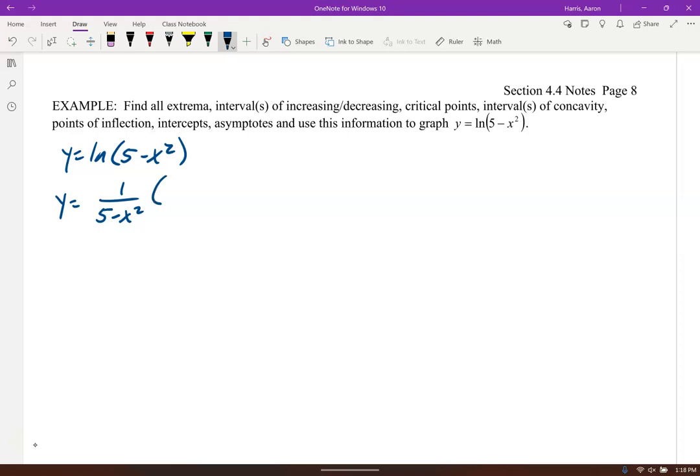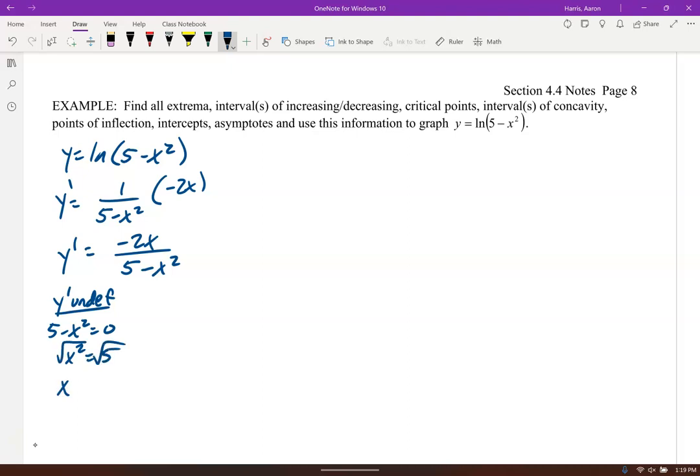Don't forget chain rule. Derivative of 5 minus x squared is just the negative 2x. So my y prime equals negative 2x over 5 minus x squared. And so, where are my critical points? Well, where's this undefined? Wherever 5 minus x squared equals 0, wherever x squared equals 5, or plus or minus root 5. Okay, where's y prime equals 0? Wherever the numerator, negative 2x, equals 0. So x being 0.